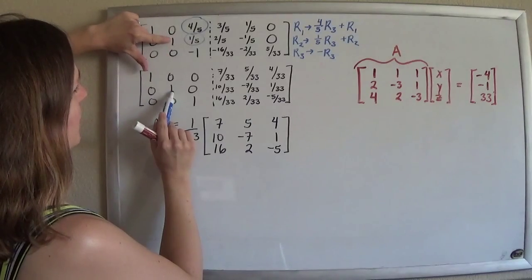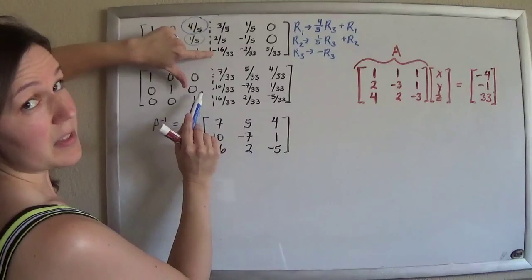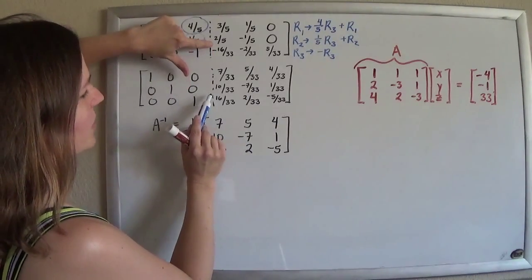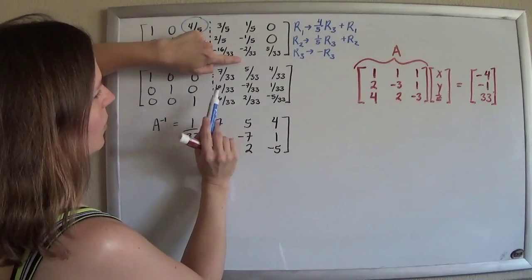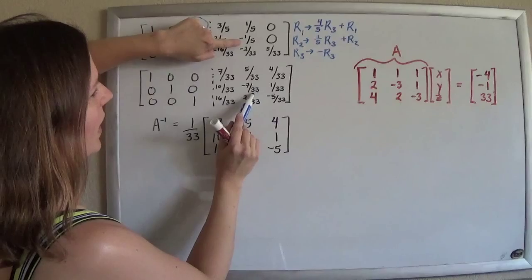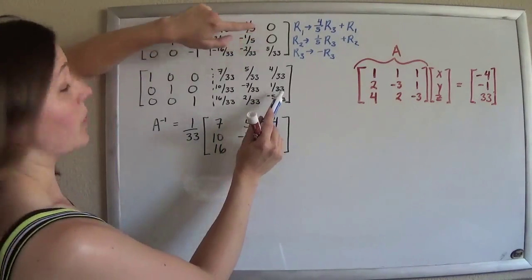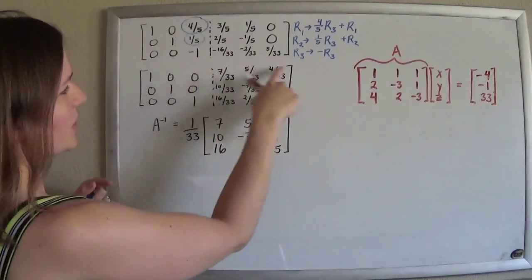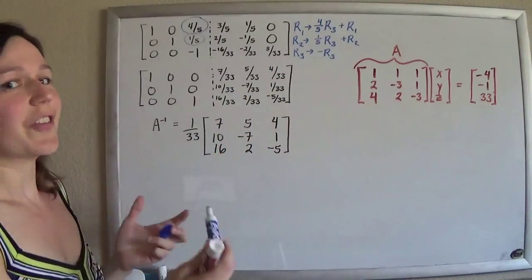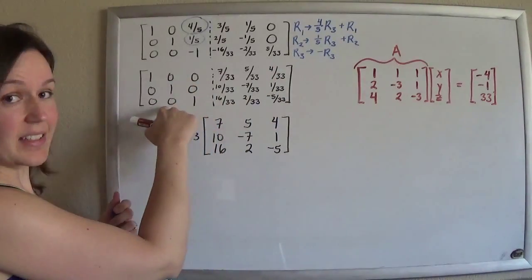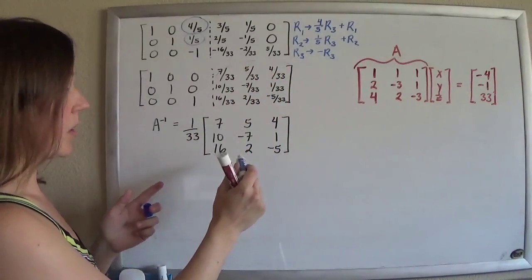1/5 times that plus that gives me 1. 1/5 times that plus that gives me the 0. 1/5 times negative 16 over 33 plus 2/5 gives me 10 over 33. 1/5 times negative 2 over 33 plus negative 1/5 gives me that. 1/5 times 5 over 33 plus 0 gives me 1 over 33. And then I just went ahead and made that a 1 by multiplying that whole bottom row by 1. And so finally, this is what we wanted. That's the identity matrix. So this is the inverse matrix that we worked so hard to get.